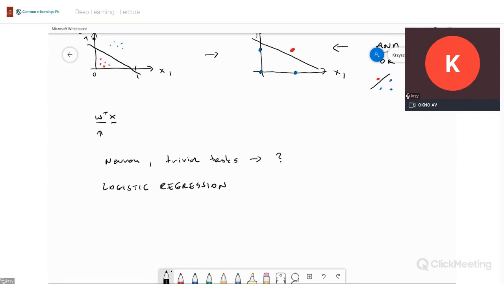And in logistic regression, again, we had an iterative procedure.